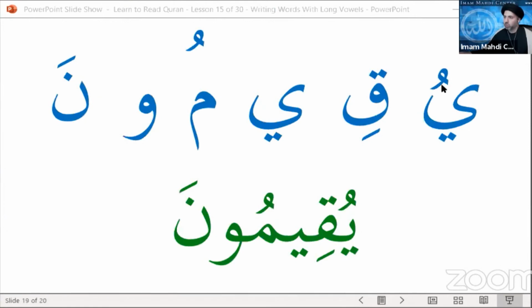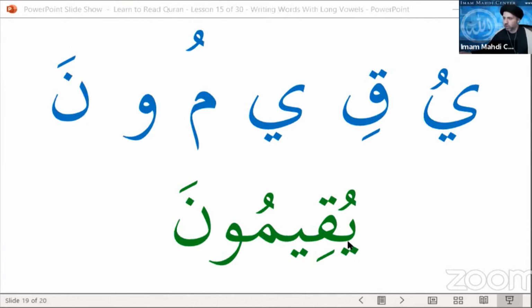Now on to our last word, which has 6 letters. Ya with Dhamma gets pronounced Yu. Qaf with Kasra and Ya. So now this combination gets pronounced together. So it's the E long vowel sound. So this Qaf with Kasra and Ya gets pronounced Qi. Then we have Mim, which has a combination of Dhamma and Waw. So it gets pronounced Mu. And then Noon with Fatha is pronounced Na.